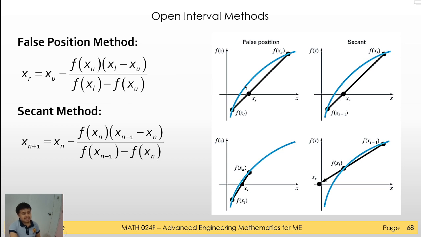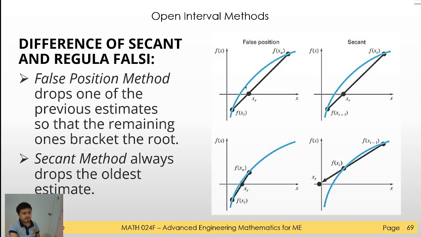The difference here is that in secant method, the most previous approximation is dropped. But in regula falsi, as long as the sign is not changing, it will not drop that. So false position drops the previous estimates based on that bracketing, but the secant method always drops the oldest estimate.